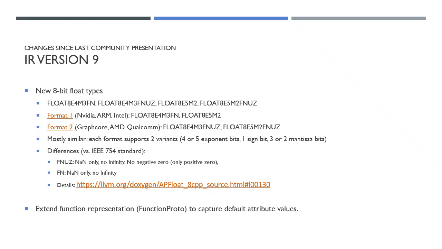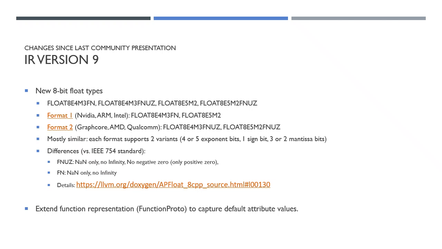Let me start with a summary of key changes over the last year since the last meetup. IR version 9 introduces 8-bit float types. There are four variants falling into two families, each planned to be supported by various hardware backends. The two formats are mostly similar, each supporting two variants with either 4 or 5 exponent bits. They all have one sign bit, with the remaining 3 or 2 bits respectively used as the mantissa bits.